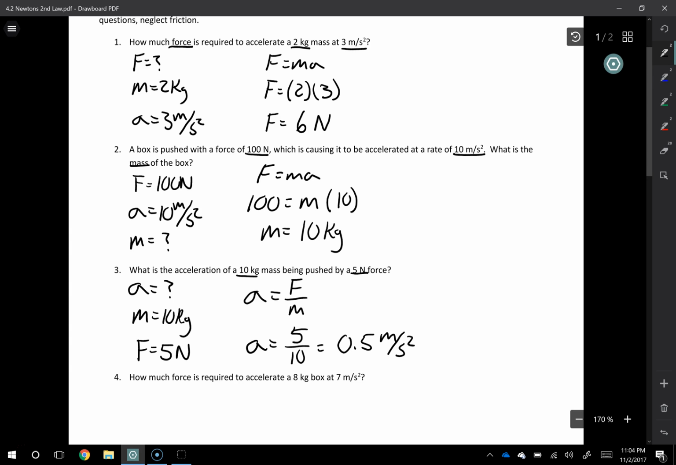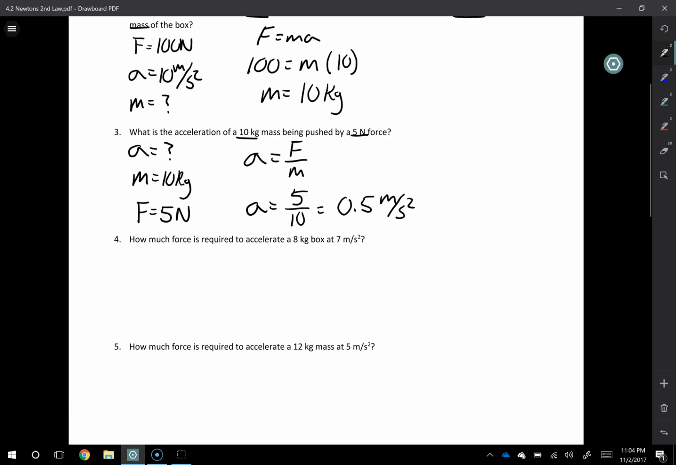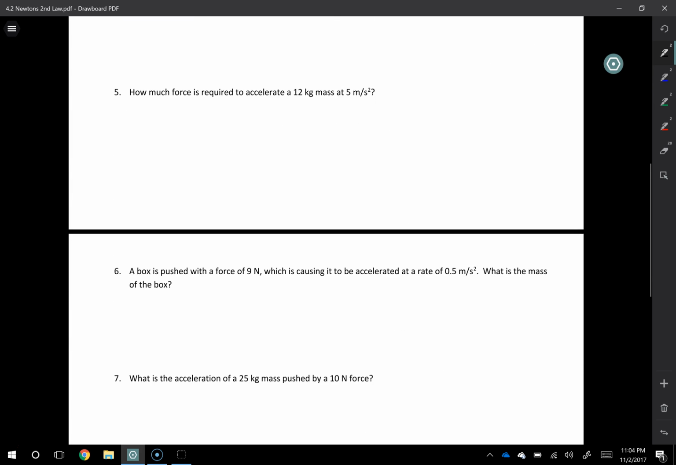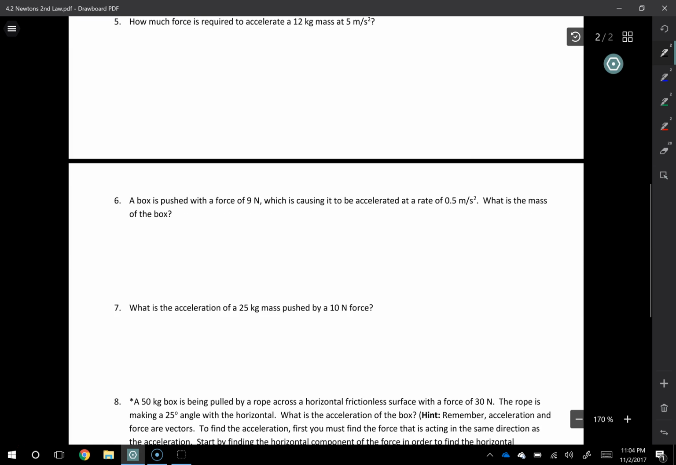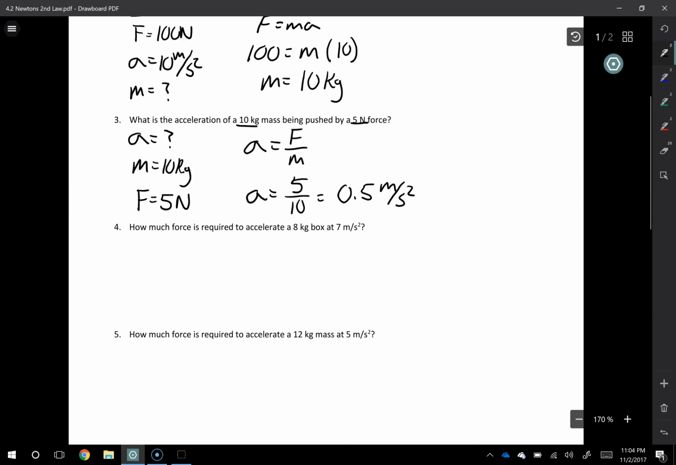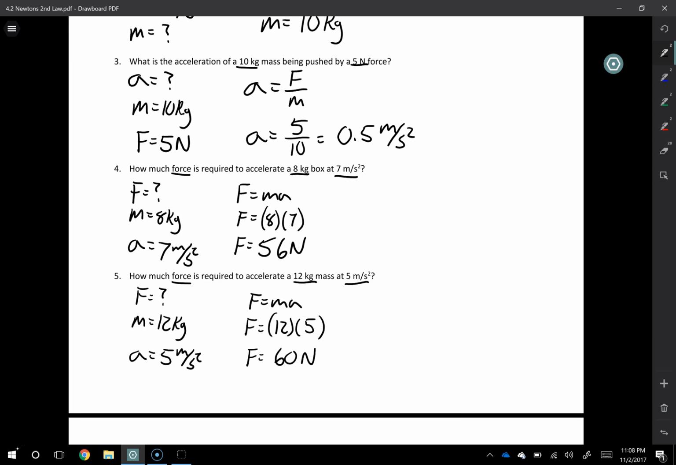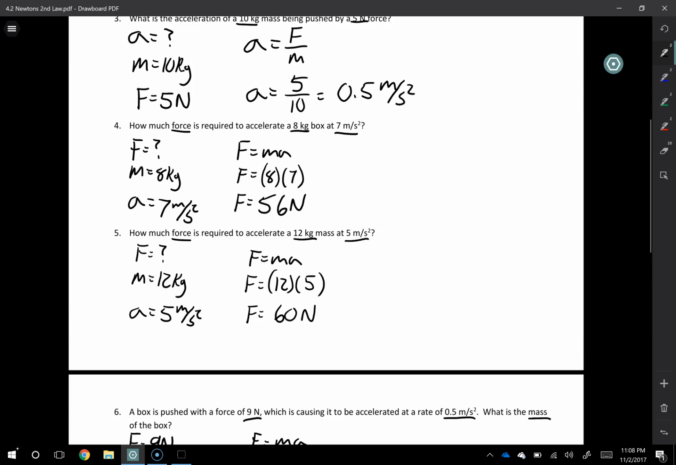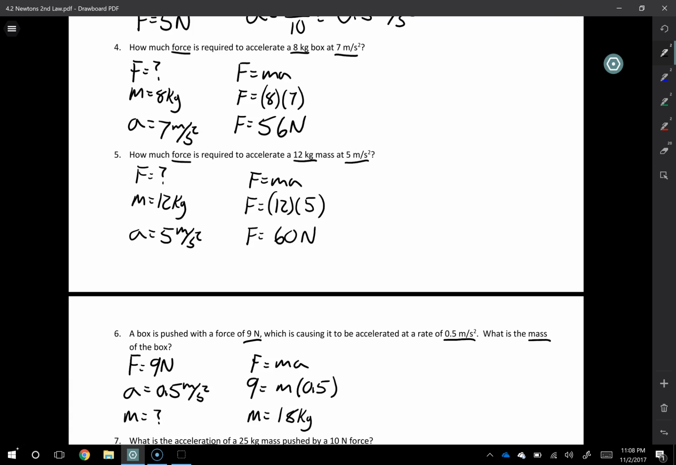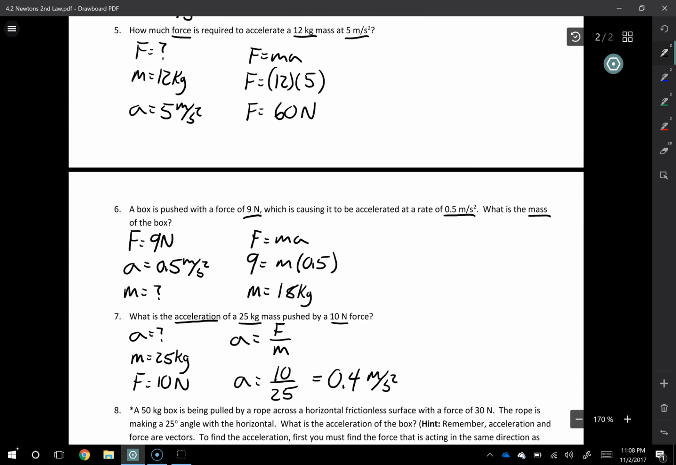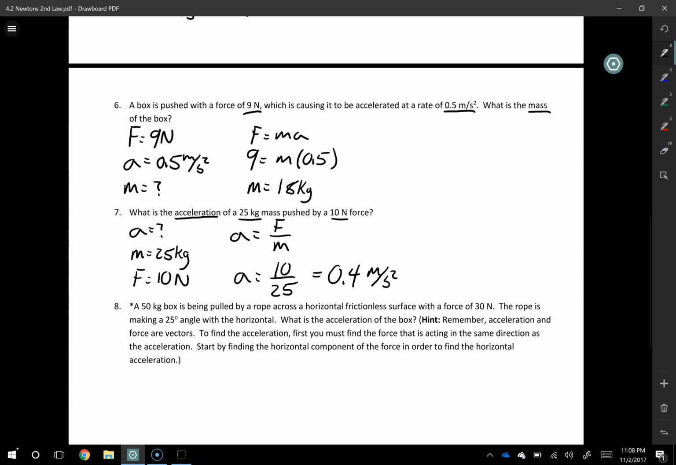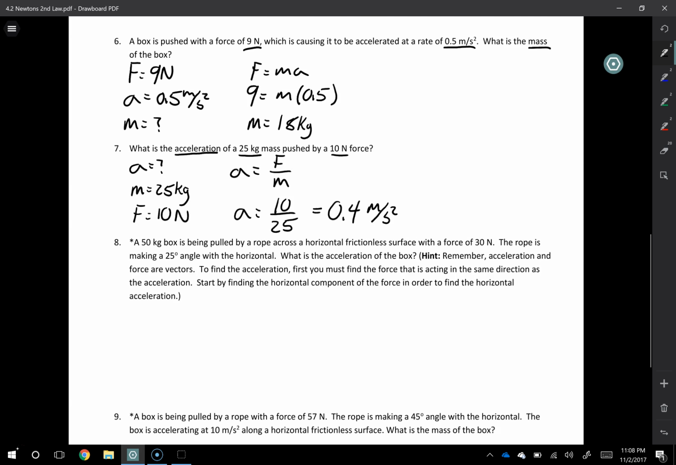Okay, so if you didn't do this yet, try them out. I'm going to pause the video now and work these other ones out. Then I'll show you the solution, and then we'll do 8, 9, and 10 together. All right, here we go. So number 4, 56 newtons. Number 5, 60 newtons. Number 6, 18 kilograms. And number 7, 0.4 meters per second squared.